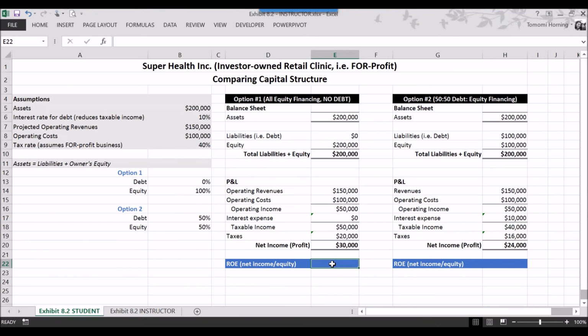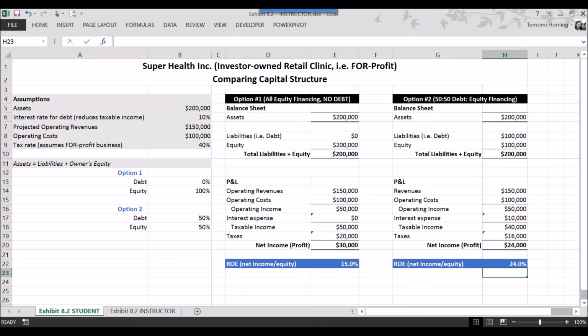So from there, your return on equity, if you look at the equation, which I have on the screen, is simply your net income divided by your equity. In this case, you have your $30,000 divided by the full $200,000 that you put forth of your own money to finance this project, and so that's a 15% return on equity. On the right-hand side, where you have borrowed money for 50%, you have a net income of $24,000 and your equity is $100,000, so you have a higher return on equity. And remember, return on equity is basically how hard your money is working for you. In option number 2, where you're only putting forth $100,000, that $100,000 is working pretty hard for you at a rate of 24%.